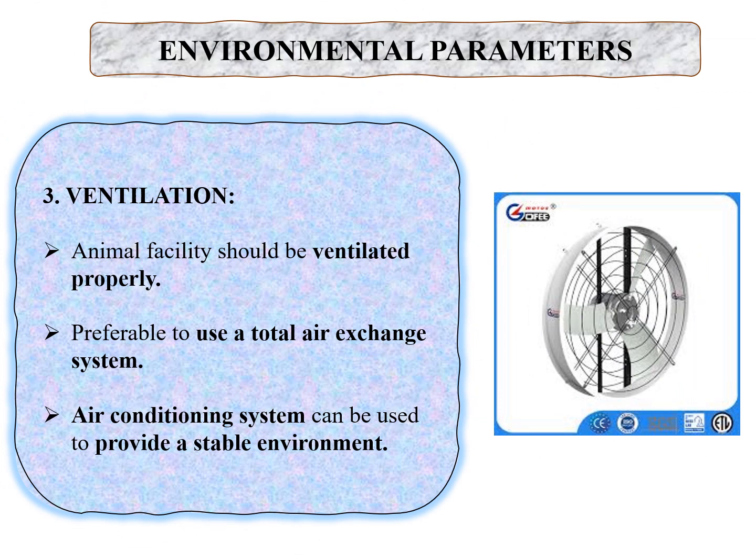Next environmental parameter is ventilation. Animal facility should be ventilated properly. We can install exhaust fans to maintain proper ventilation. It is preferable to use a total air exchange system. For example, a HEPA filter can be used for the air exchange system. Air conditioning system can be used to provide a stable environment.